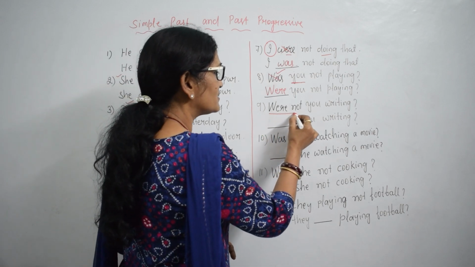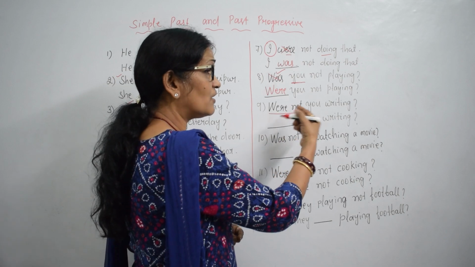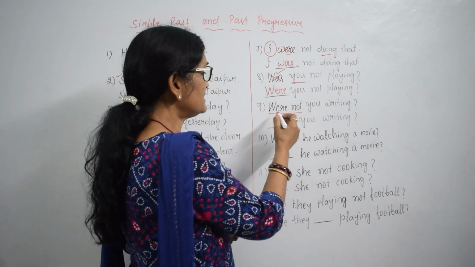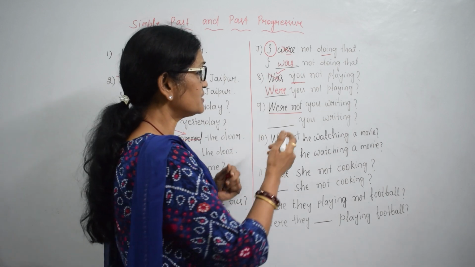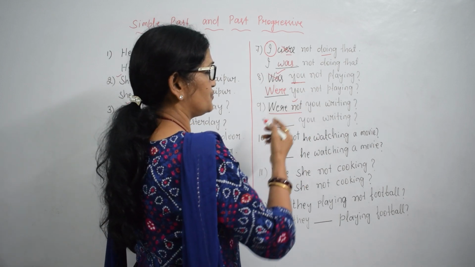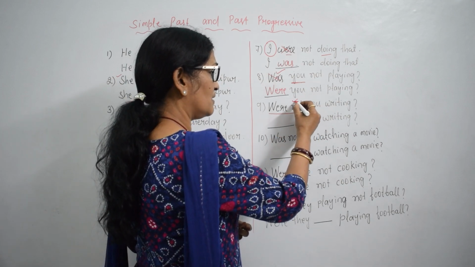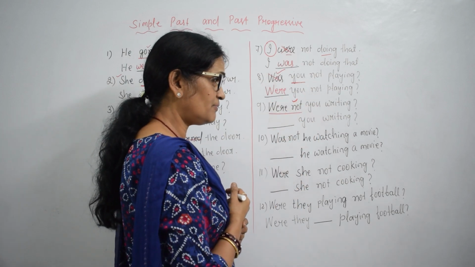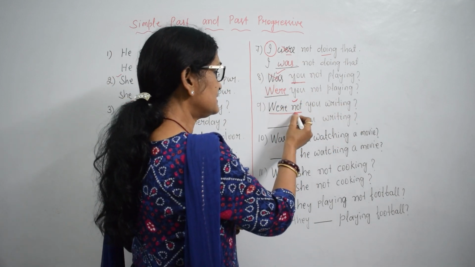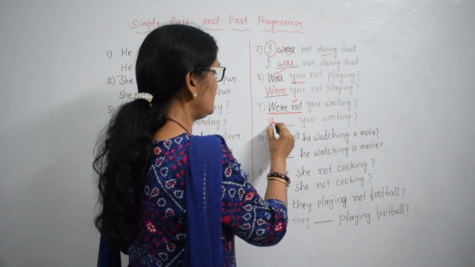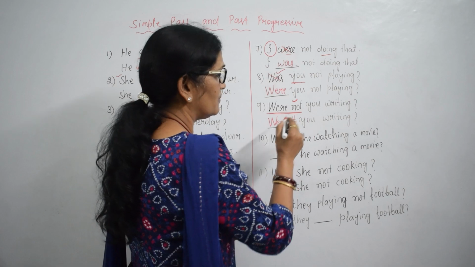Were not you writing? This is a negative interrogative sentence, but its order is wrong. Otherwise, it is in the full form. We can write it in the contracted form because not is used before you here. If not comes before the subject, it must be in the contracted form. Otherwise, you can say, were you not writing. As it is written before the subject, it must be the contracted form: weren't. Weren't you writing?